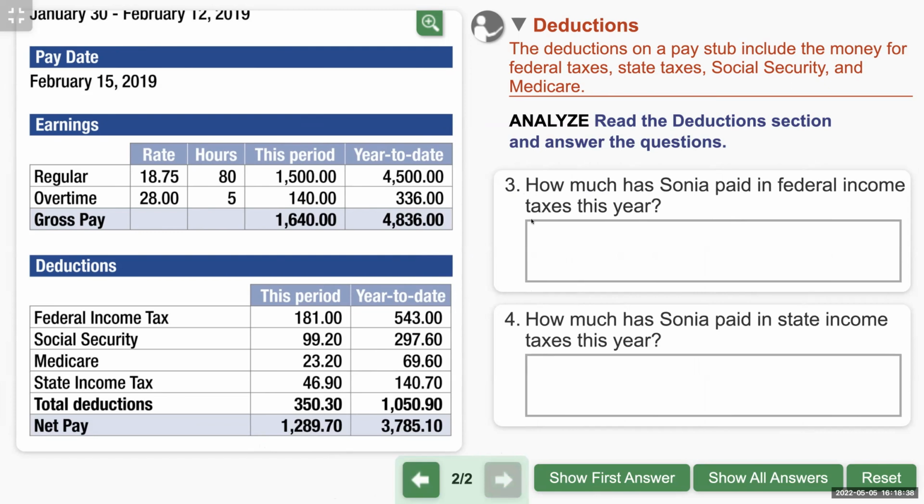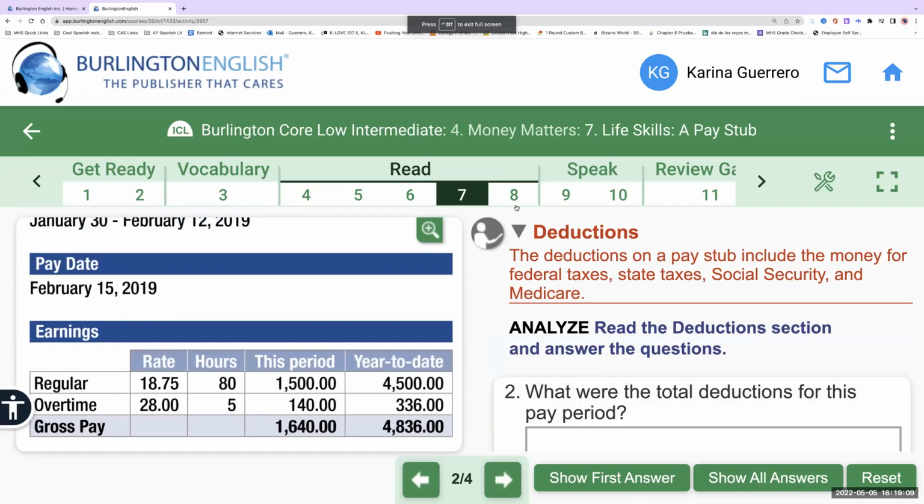We have question 3 and 4. So question 3 is, how much has Sonia paid in federal income taxes this year? Please locate that on the pay stub and please write the response. And then number 4, how much has Sonia paid in state income taxes this year? Same thing, please locate the state income tax and write your response. If you're not ready to move on, please put pause. If you are ready to move on, we're going to start with activity 8.